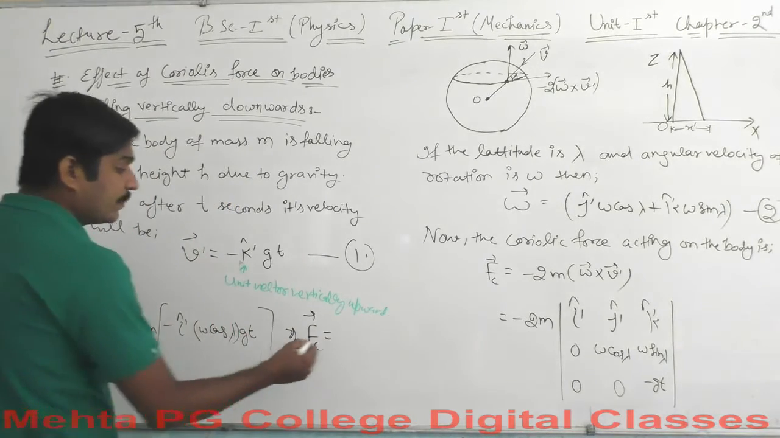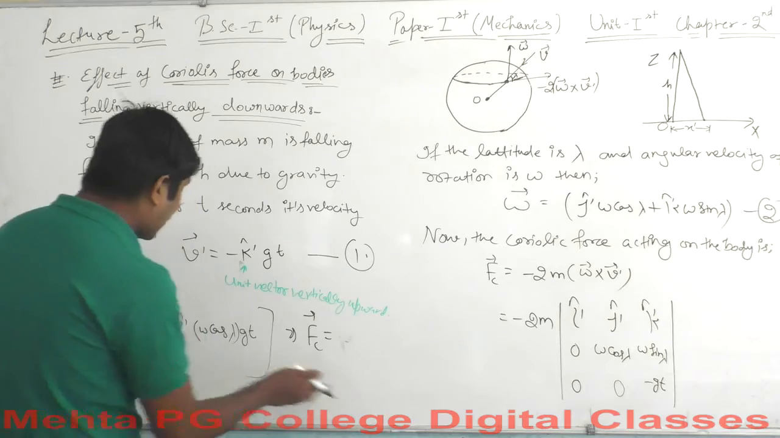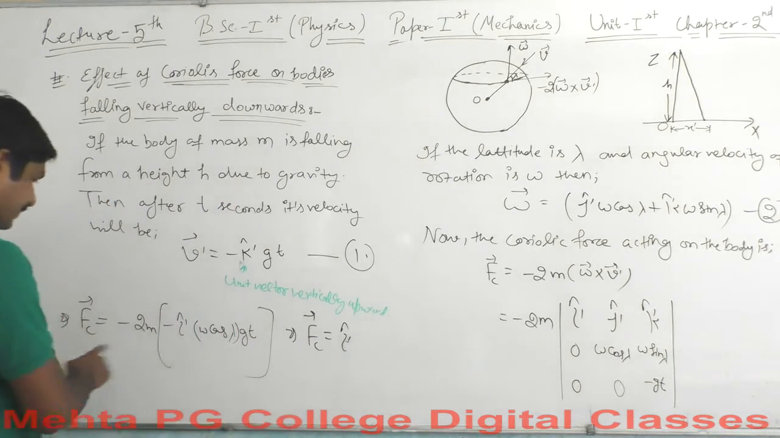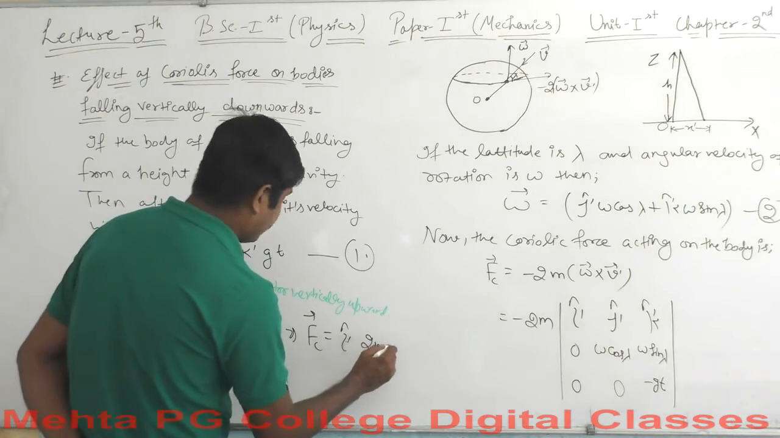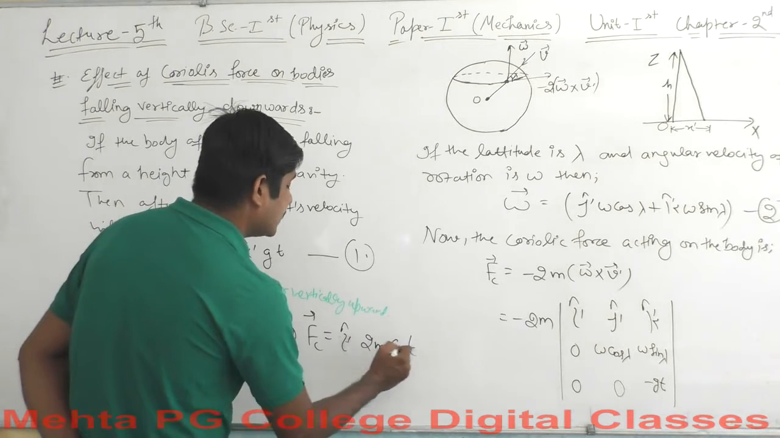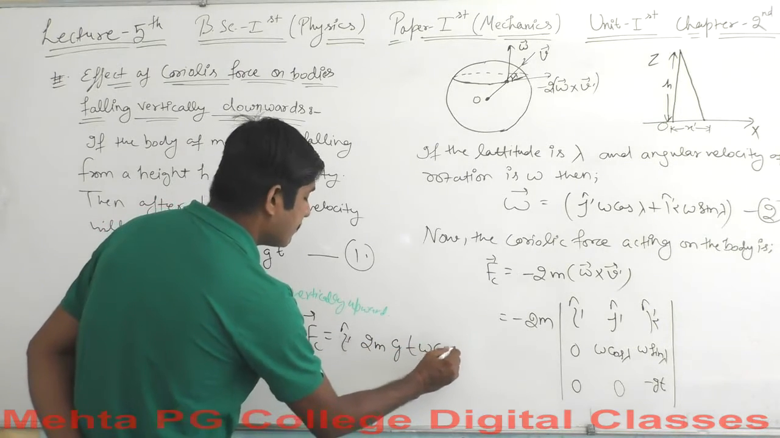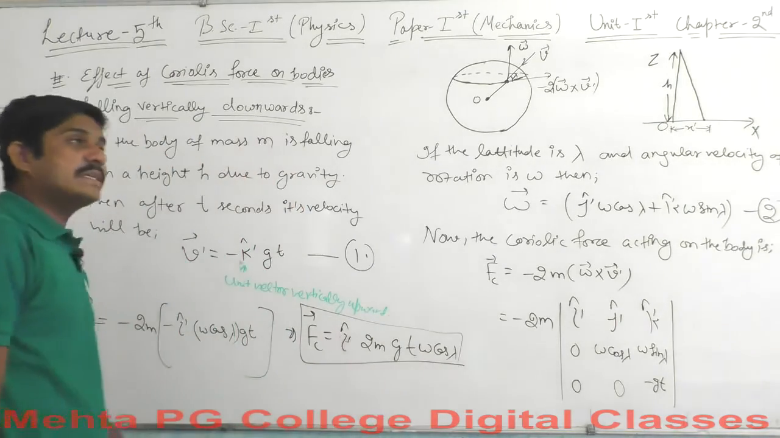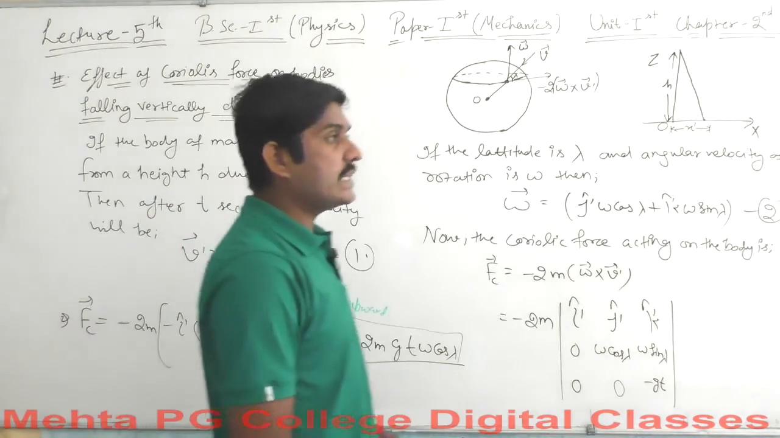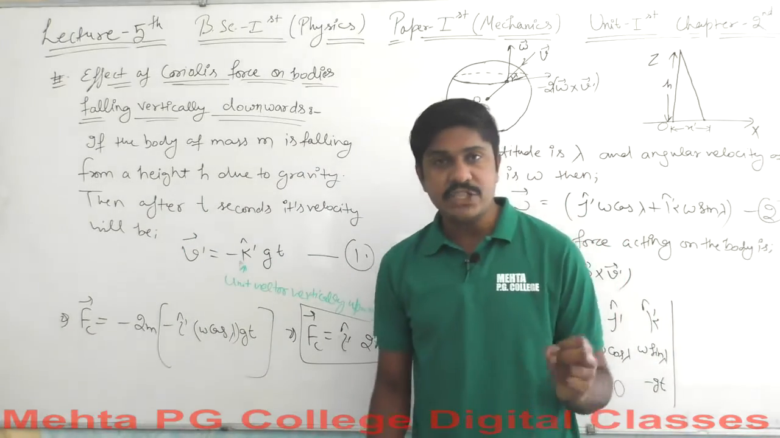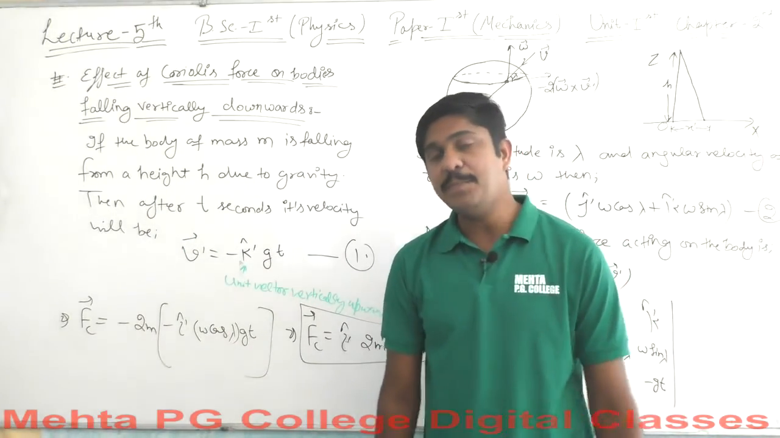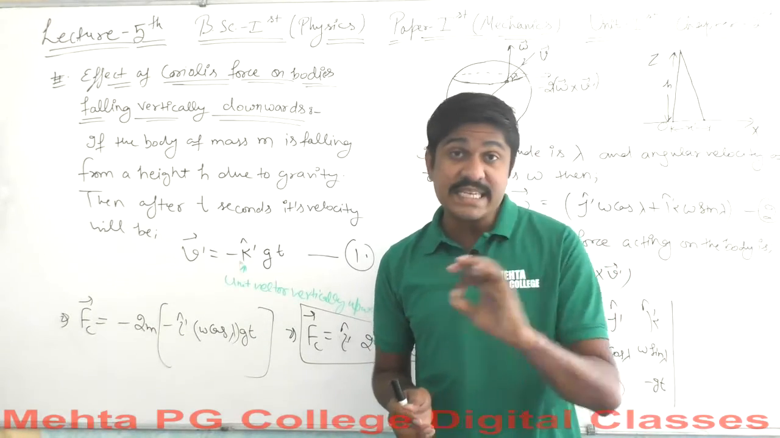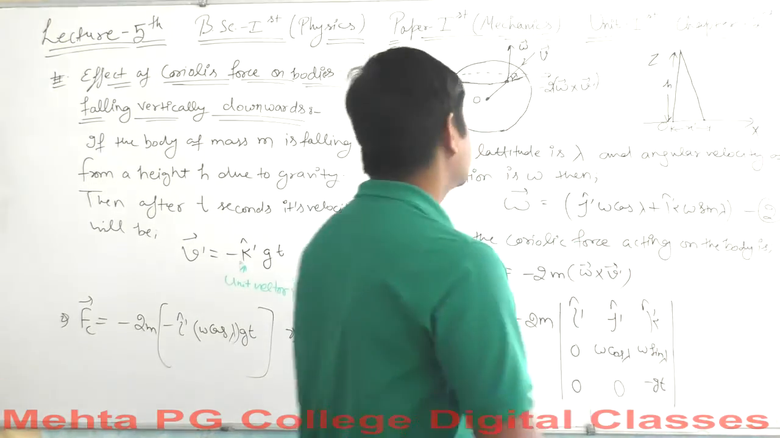So the value of the Coriolis force, represented by Fc, will be minus minus, which again gives plus, so Fc equals 2m gt omega cos lambda along i dash cap. So this is the Coriolis force, and we got the direction also here. The positive i dash cap represents the direction towards the east. Yes, the direction of the Coriolis force is eastward here.